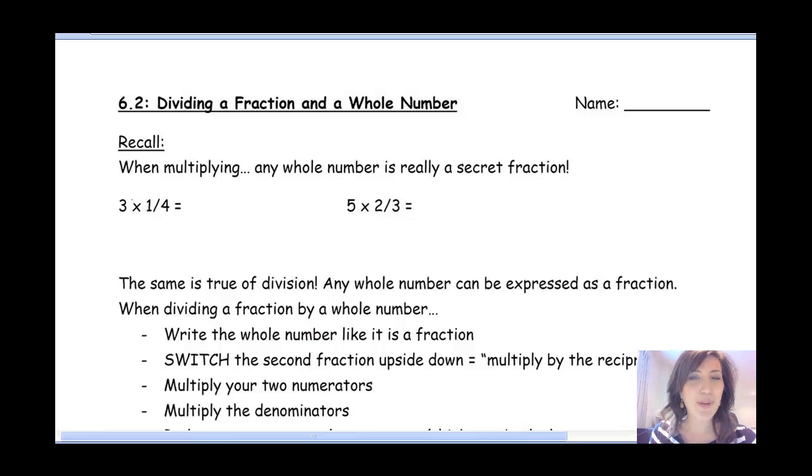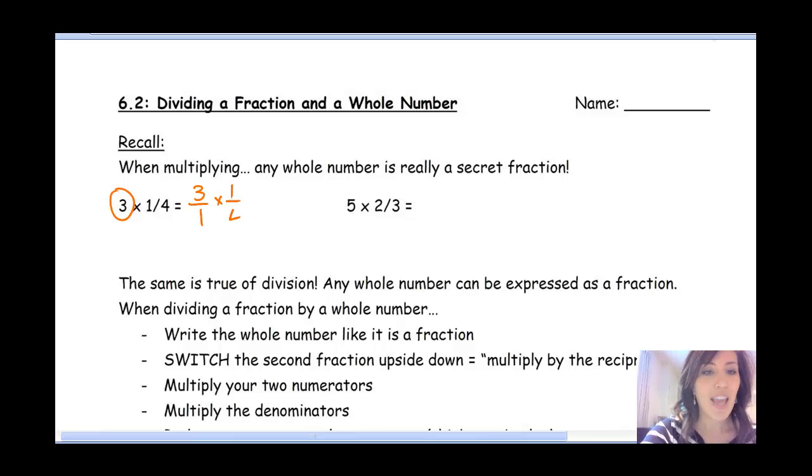Welcome back, I'm Mrs. Burns, and today we are exploring section 6.2, dividing fractions by a whole number. So remember, we talked about multiplying in 6.1. When multiplying, any whole number is really just a secret fraction. So we can describe this 3 as a secret fraction, 3 over 1.